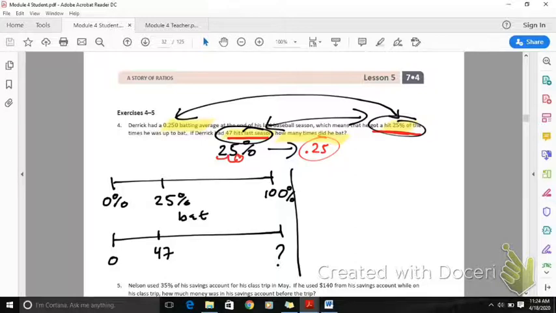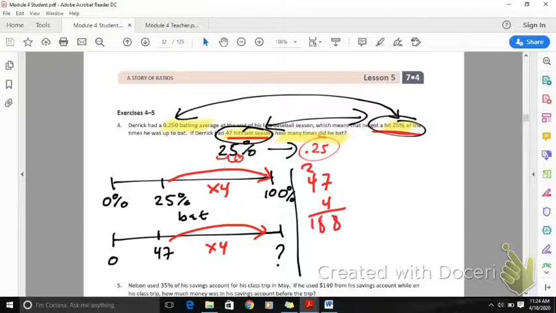So if you know 25% is 47, how can I use that to figure out what 100% is? This one's easy because we only have to do one thing. To get from 25 to 100, we could just times it by 4, right? 25 times 4 is 100. So down here, we could do exactly the same thing: 47 times 4. Do that real quick. 47 and 4. We get 188.